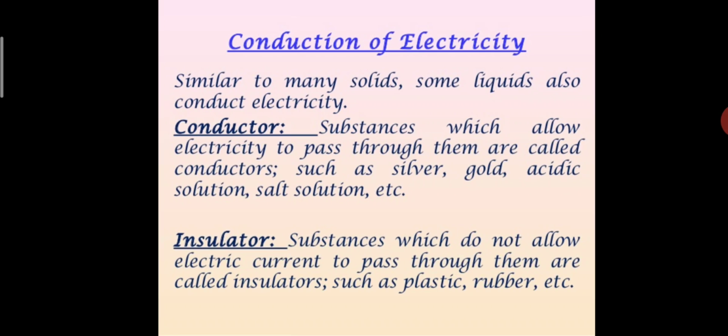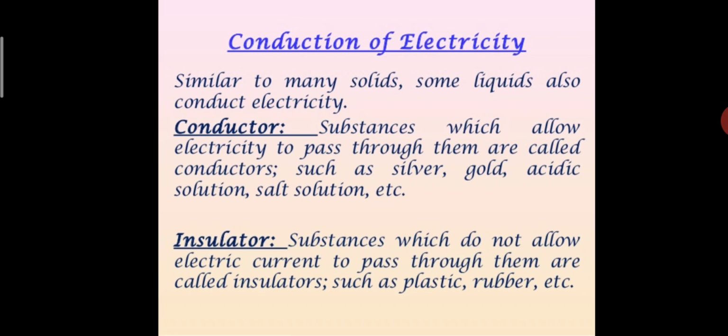Similar to many solids, some liquids also conduct electricity. So what is a conductor? Substances which allow electricity to pass through them are called conductors. Examples are silver, gold, acidic solutions, salt solutions, etc. And what are insulators? Just the opposite of conductors, substances which do not allow electric current to pass through them are called insulators. Examples are plastic, rubber, etc.